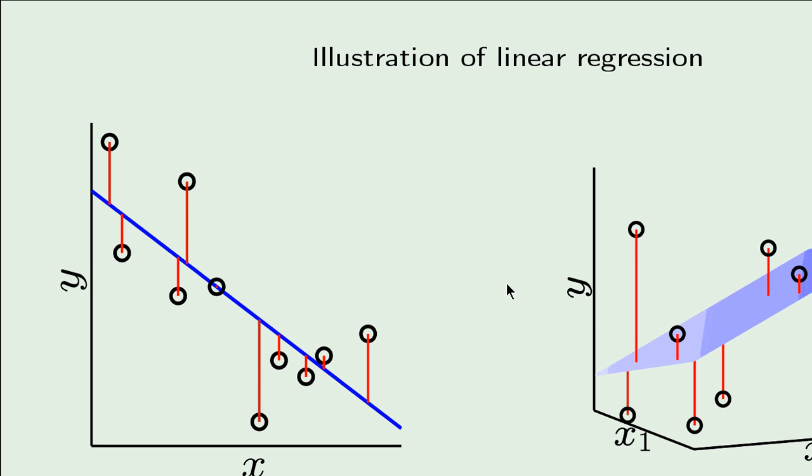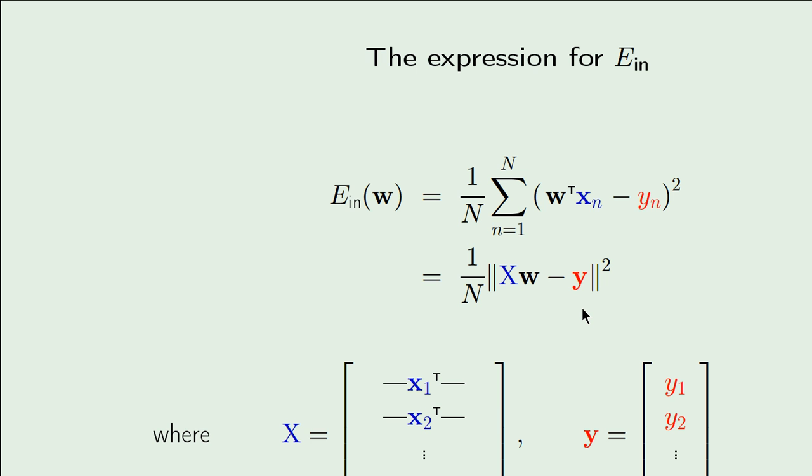And this is an example of multiple dimensions. This is just across one dimension, and this is across two dimensions. So basically it's a hyperplane, and here's where we are expressing this in matrix notation. What we are currently doing is trying to write E in as a matrix.